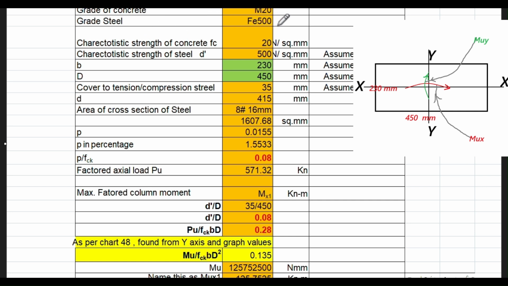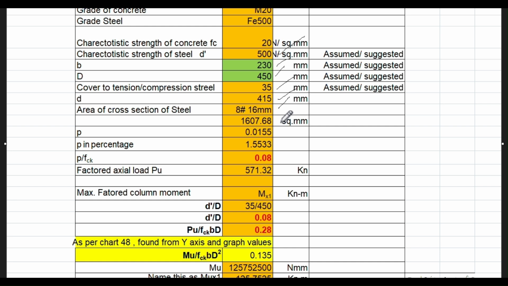M20 concrete, steel Fe 500. The characteristic strength is 20. Fy is the yield strength of steel. Then the breadth of concrete we have already assumed as 230, and 450 depth. Cover to reinforcement is this much. So D, the effective depth, is this much. The diameter of rod we have already assumed. The area of cross section is this much. P equal to the percentage of this.